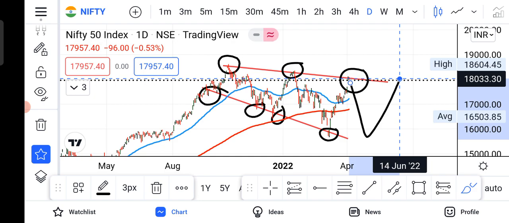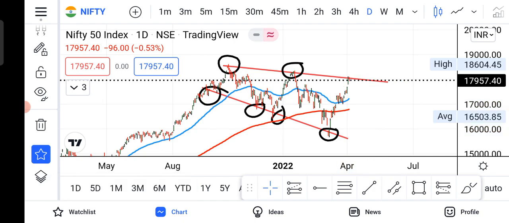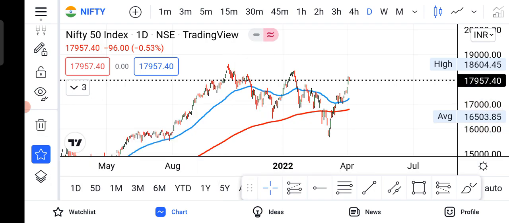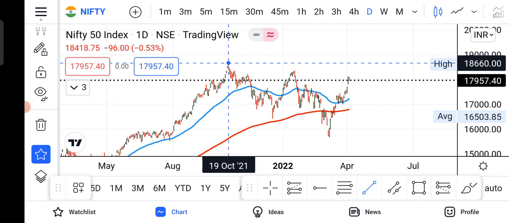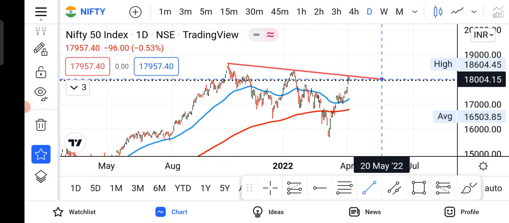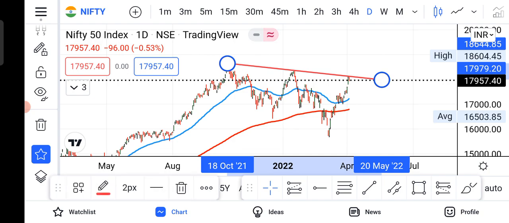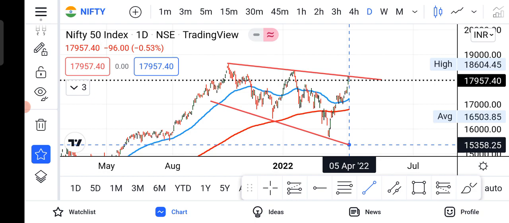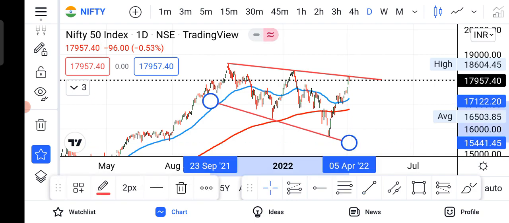Let me clear these drawings for you so that the screen is clearly visible and you can analyze the chart better. Keep what is important, remove the rest. That got removed by mistake. Let me again draw everything because I'm using a phone. I'm still not having my system with me. There is some problem and it's getting repaired. Okay, till then I'm using my phone, but I hope that you are not having any kind of problem with me using the phone.